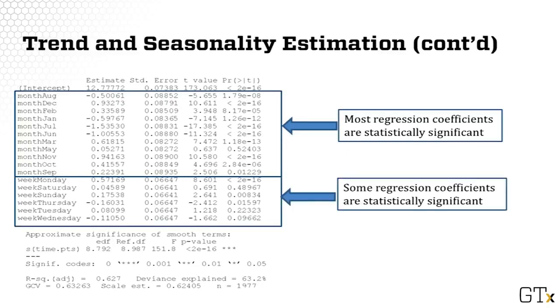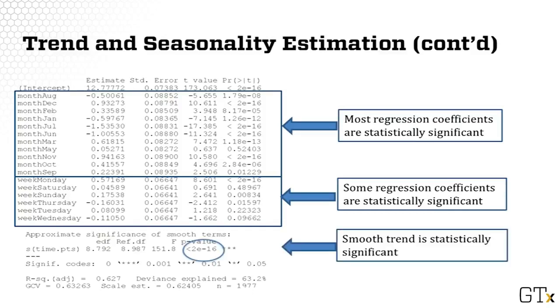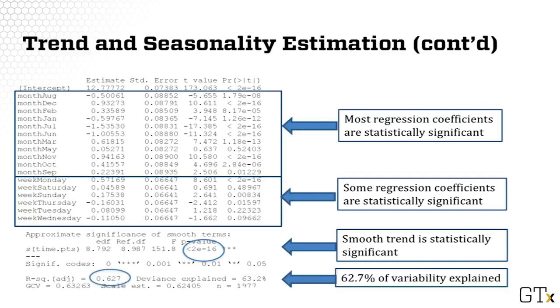The second portion of the model output shows the estimated coefficients along with the p-values for statistical inference for the day of the week seasonality. From this output, we find that some of the regression coefficients corresponding to the day of the week effects are statistically significant given that monthly seasonality and the non-parametric trend are in the model. The output for the trend also shows statistical significance of the smooth component given the seasonality in the model.